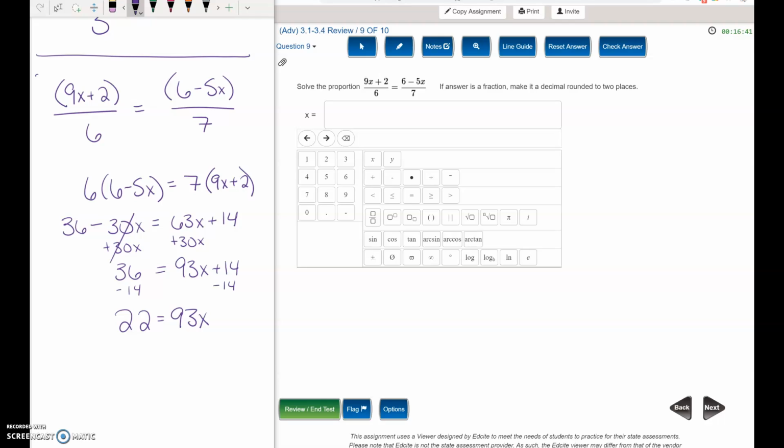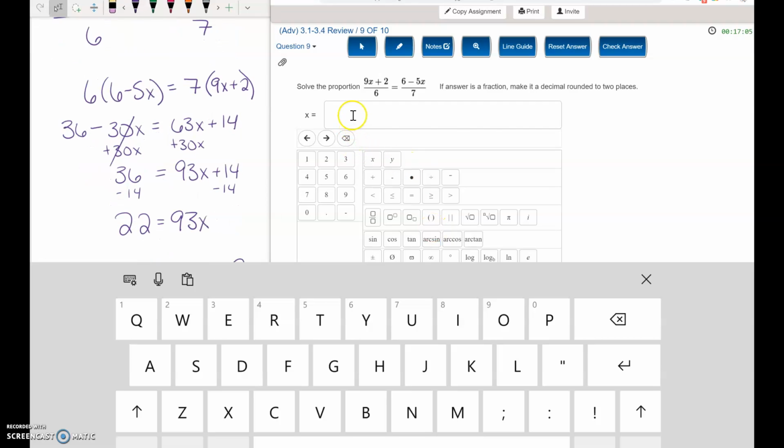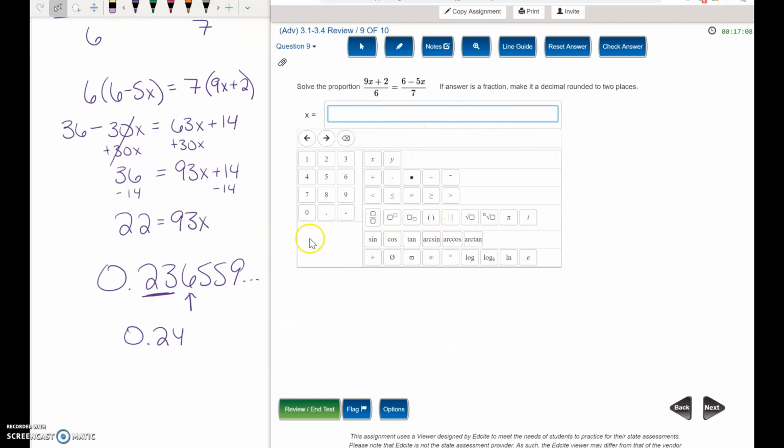I believe on the test it actually says, and maybe even on the ed site, oh, it does. If the answer is a fraction, make it a decimal rounded to 2 places. So if we look at how we round it, 0.2365559, and it keeps on going. 2 places, the 6 would bump it up to 0.24. So we need to enter 0.24. And it should accept 0.24. It should accept 0.240 as long as you have the point and then the 24 after it.